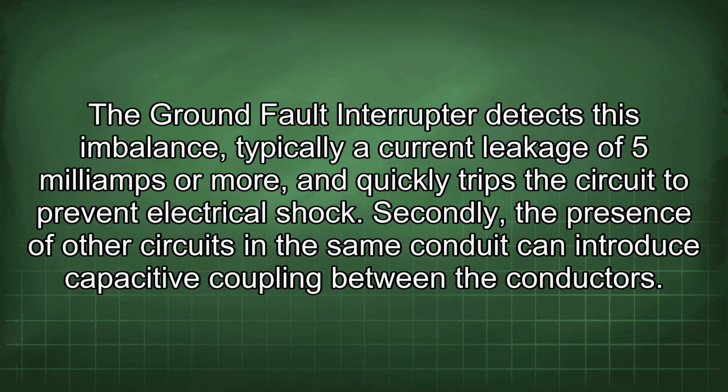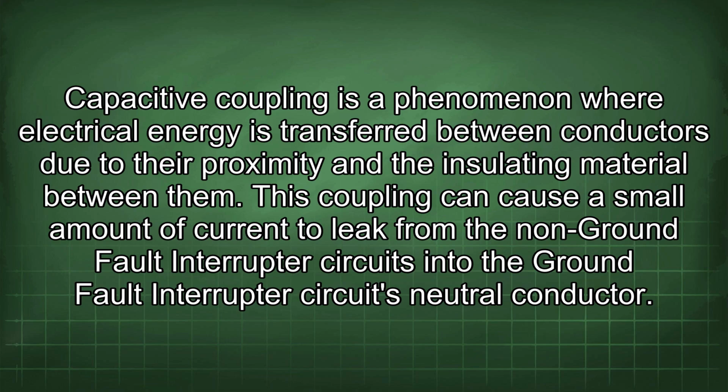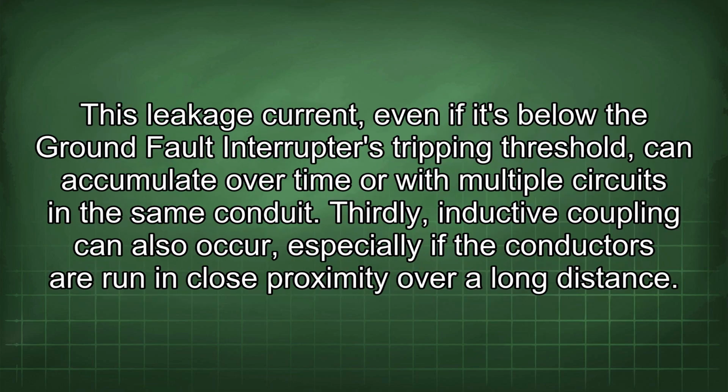Secondly, the presence of other circuits in the same conduit can introduce capacitive coupling between the conductors. Capacitive coupling is a phenomenon where electrical energy is transferred between conductors due to the proximity and the insulating material between them. This coupling can cause a small amount of current to leak from the non-ground fault interrupter circuits into the ground fault interrupter circuit's neutral conductor. This leakage current, even if it's below the ground fault interrupter's tripping threshold, can accumulate over time or with multiple circuits in the same conduit.